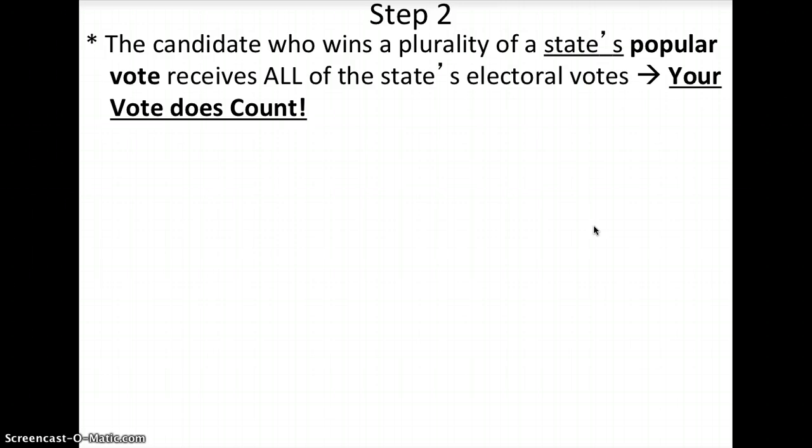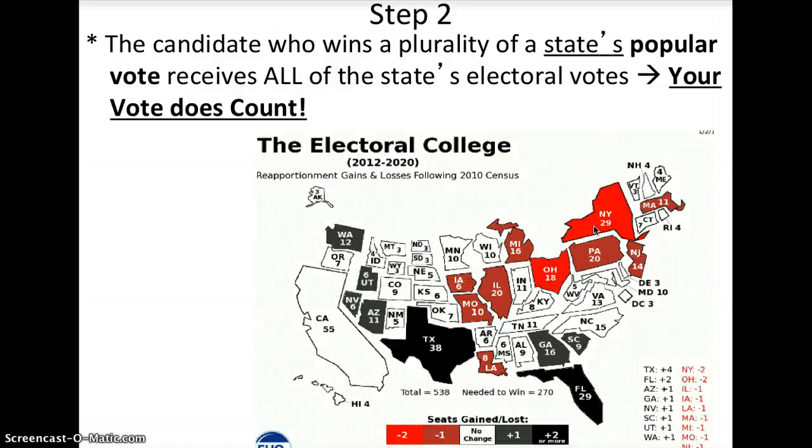Step 2, the candidate who gets a plurality of a state's popular vote receives all of that state's electoral votes. So in a sense, your vote does count. However, not every state uses this method. Maine and Nebraska are 2 states that do not use this method, and we'll talk about them in just a minute.